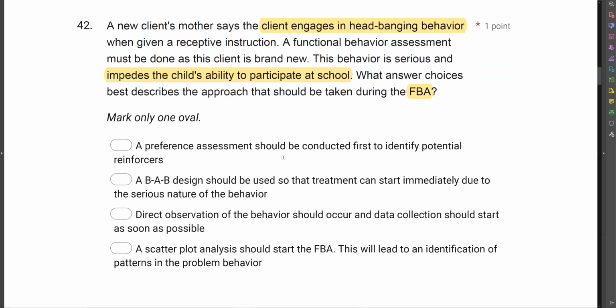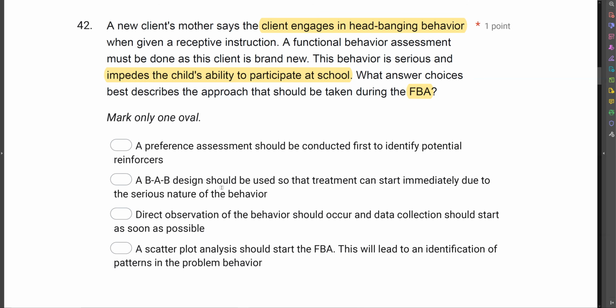So what approach should we take? A, a preference assessment should be conducted first to identify potential reinforcers. Well, at some point, we will conduct a preference assessment, but is that going to give us an idea of why headbanging is occurring? No, it's not going to help us in this situation.